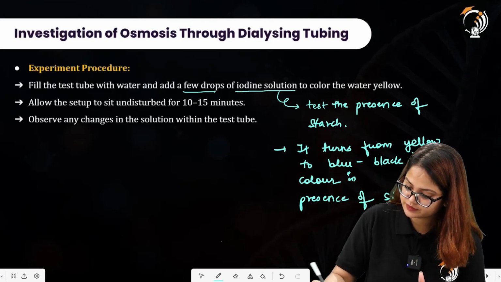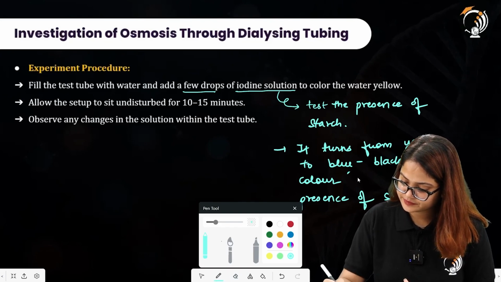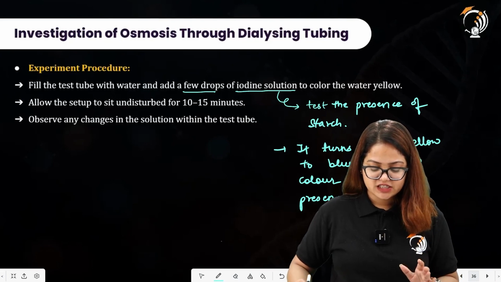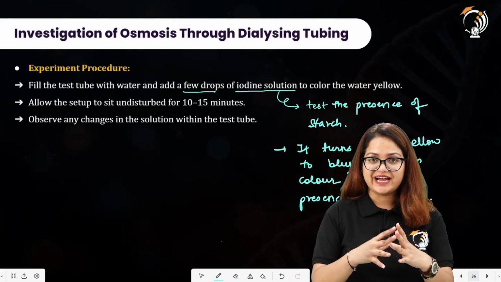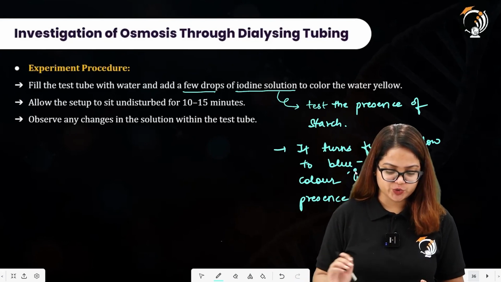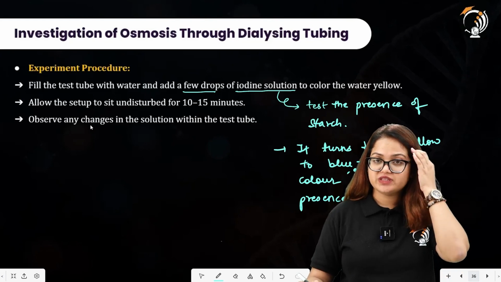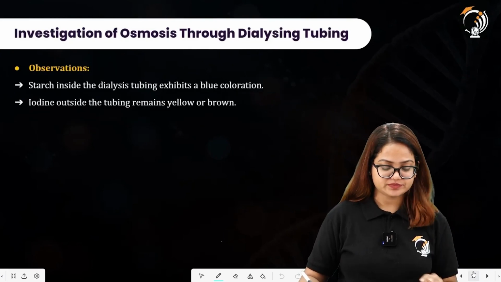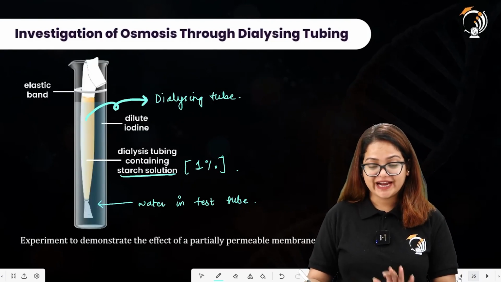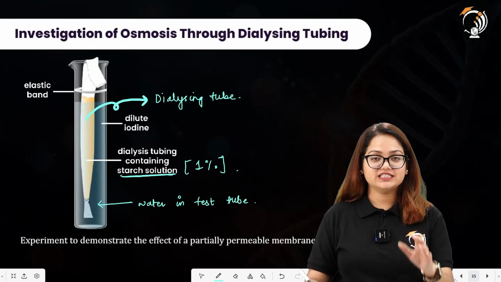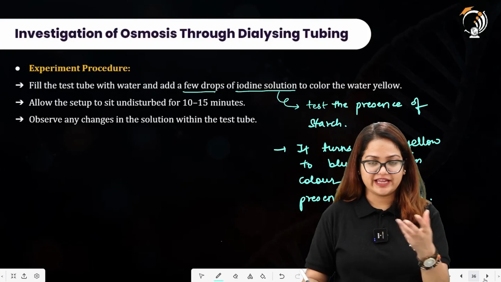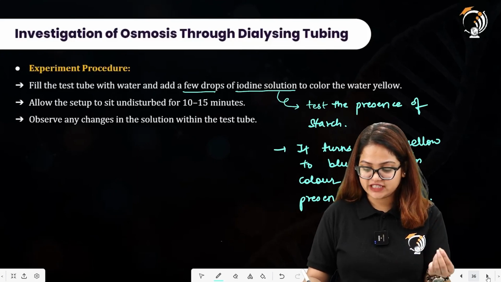Allow the setup to sit undisturbed for 10 to 15 minutes so that the iodine solution is equally distributed in the water that is present in the test tube. Observe any changes in the solution within the test tube here. Now, since the water in the test tube had iodine solution in it, and iodine is responsible for testing the presence of starch in the food component or anything that has been tested using the iodine solution.